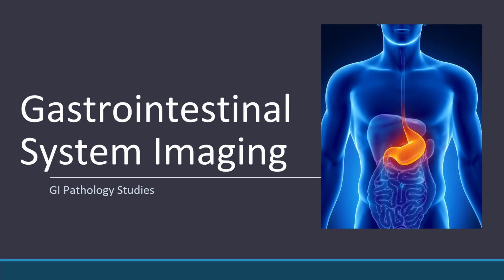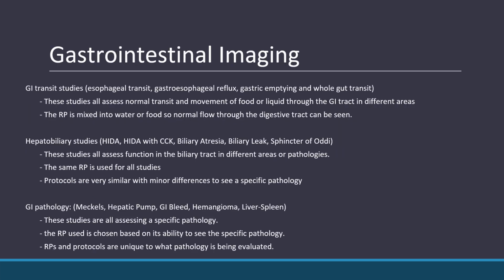In this video, we'll talk about nuclear medicine gastrointestinal system imaging, particularly focusing on the GI pathology studies. Recall that gastrointestinal imaging can be divided into three categories. You have the GI transit and motility studies, hepatobiliary studies and all the variations of HIDA, and then the GI pathology. And that's the one that we're going to be focusing on in this video.